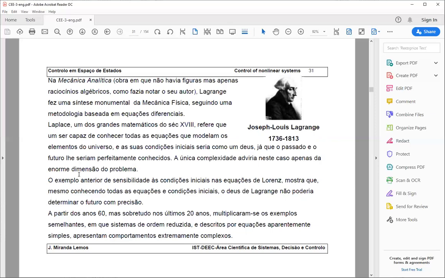Now, after this phenomenon that I just mentioned popped out, extreme sensitivity with respect to initial conditions, in the 60s of the last century, of the 20th century, people started to realize that complexity may arise in systems with a very small number of states. Actually, you can find them in first order systems. And the only thing is that they are extremely sensitive.